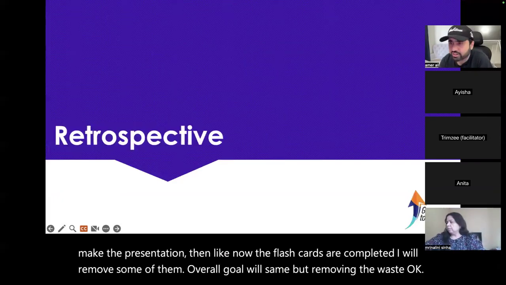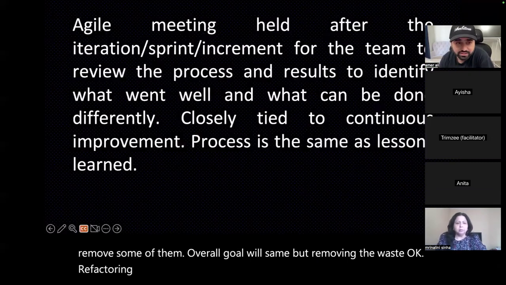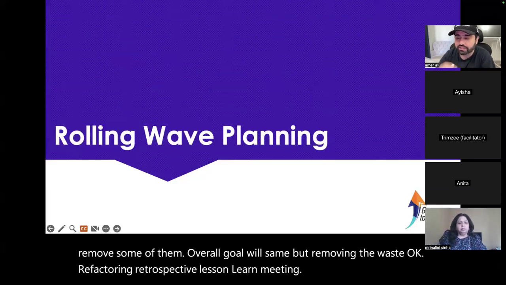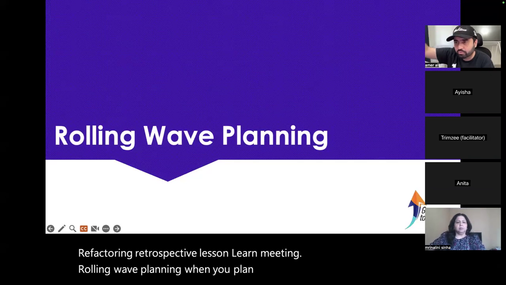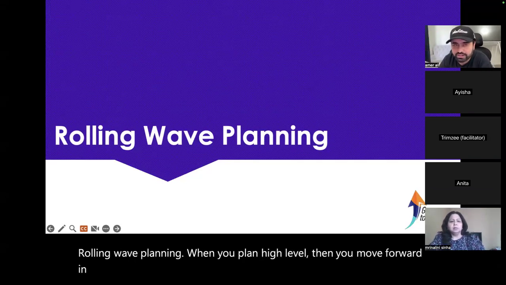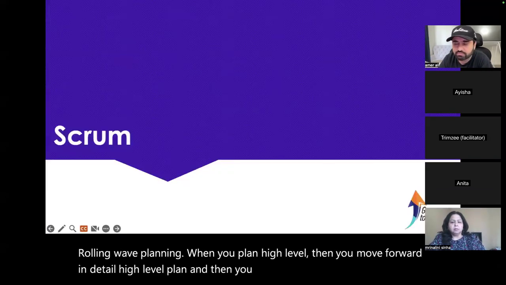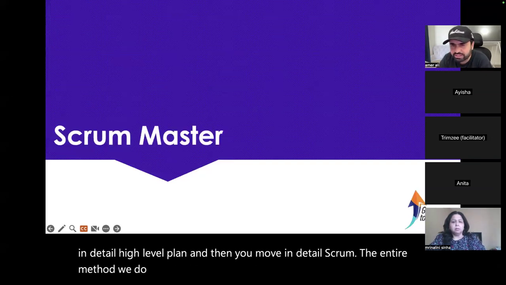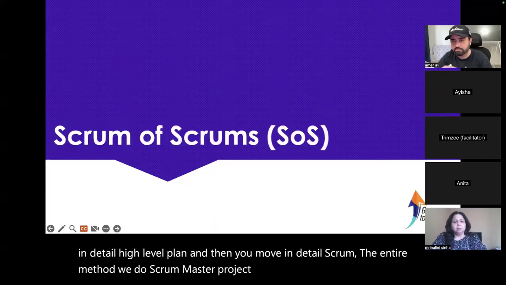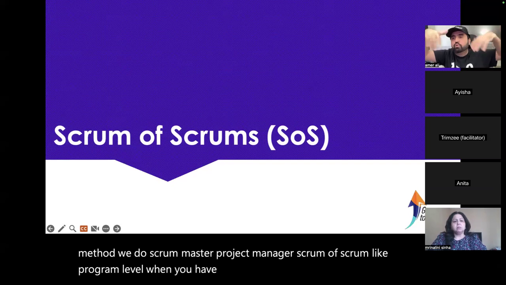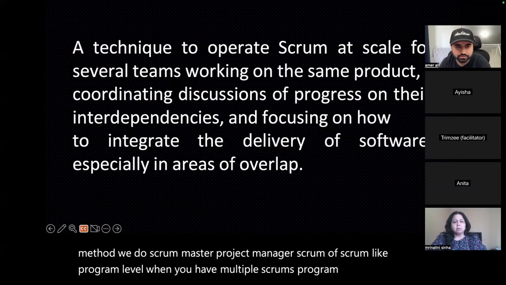Refactoring. Retrospective, lesson learned meeting. Rolling wave planning, when you plan high level, then you move forward in detail. Scrum, the entire method we do. Scrum master, project manager. Scrum of Scrum, like program level. When you have multiple Scrums, program level Scrum is called Scrum of Scrum.